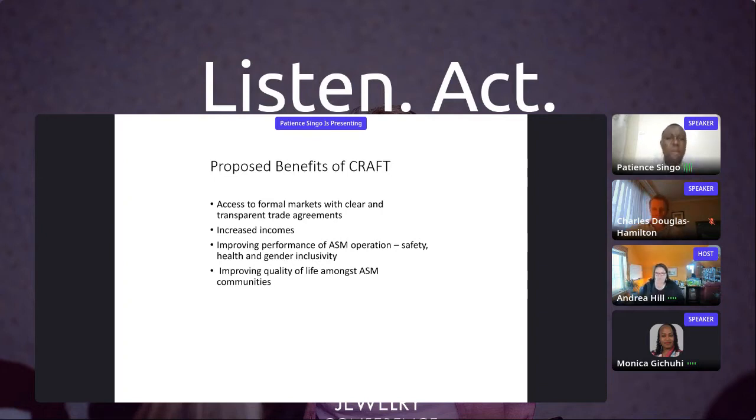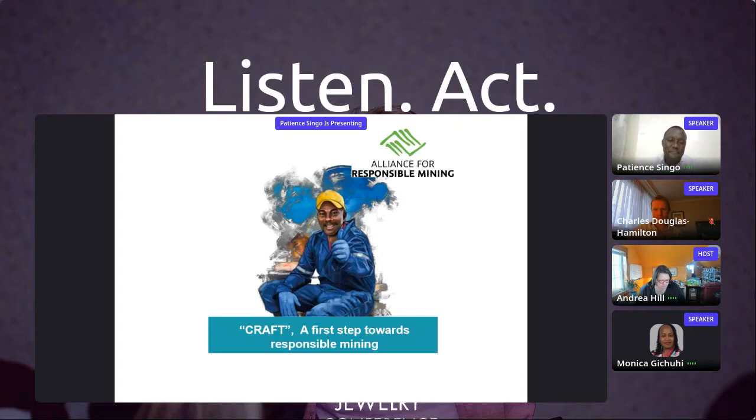Access to formal markets with clear and transparent trade agreements, increased incomes due to access to markets, improved performance of the sector because it does promote improved progress in safety, health, and gender inclusivity. And of course, it does have an impact on the quality of life around ASM communities due to its requirements. So CRAFT is a first step towards responsible mining. Thank you. This is the overview.